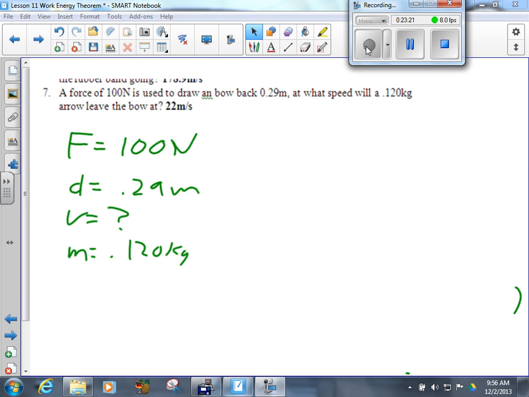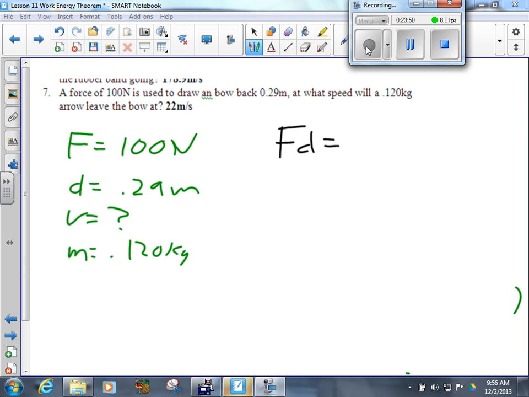All right, so on number 7 here, we've got a force of 100 newtons, and we're drawing a bow back 0.29 meters. And remember I told you, like, bow and arrow and slingshot questions are my favorite kind of questions to use on both exams and quizzes. Okay, we're looking at what speed the arrow will leave the bow at. So what kind of energy is the work I'm going to do going to become for the arrow? Kinetic, right? If I'm asked to find a speed, it's not asking me about potential energy, is it?